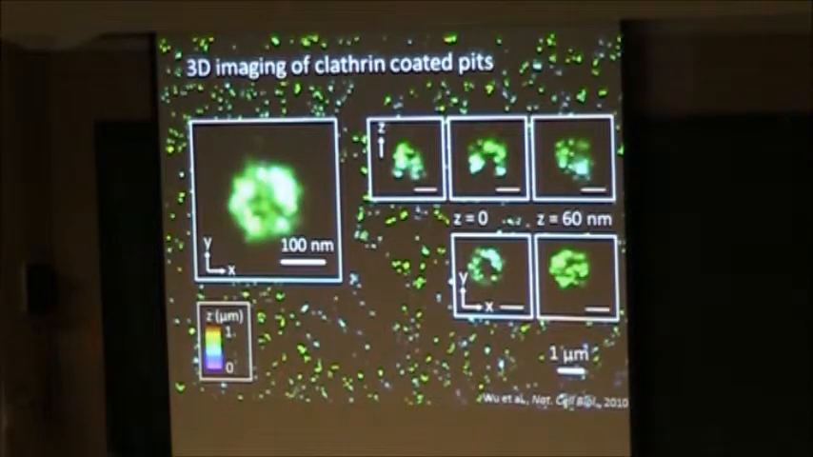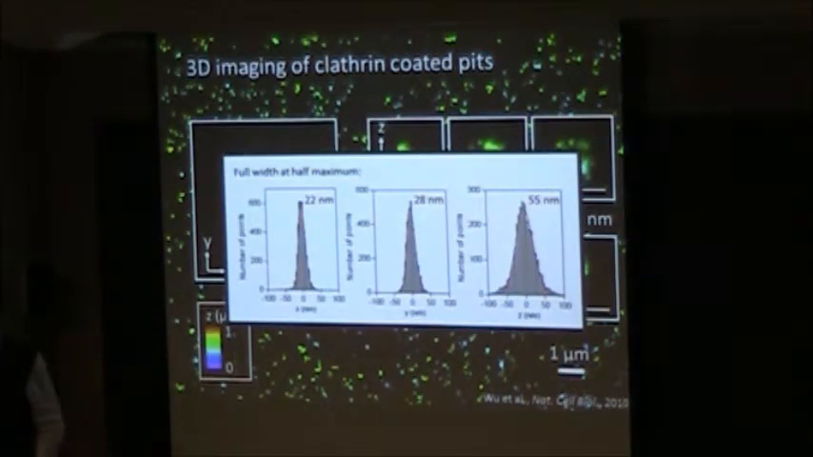And overall, we got a precision of about 20 to 30 nanometers in determining the XY position of the molecule, and about 50 to 60 nanometers to determine the Z position of that molecule, in full width at half maximum. So in all three dimensions, it's more than an order of magnitude improvement over either confocal or two-photon microscopy.